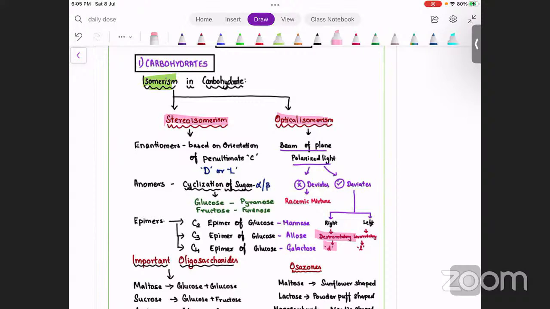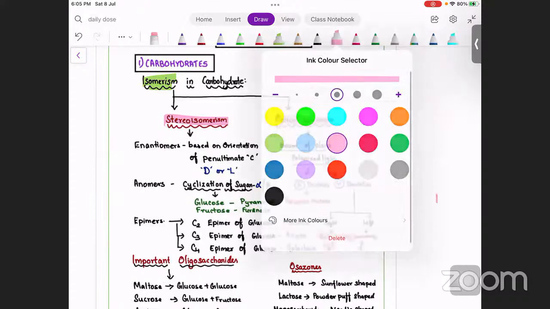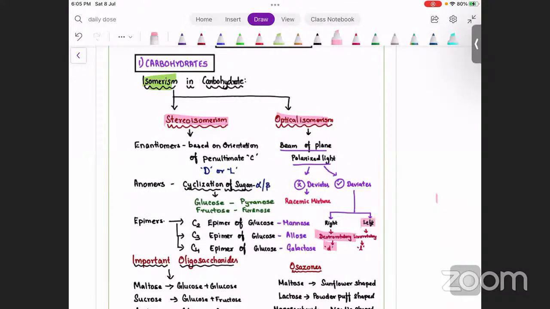Okay. Now, what if the plane polarized light does not deviate at all? Then that sugar solution contains equal amounts of D and L sugar, which is your racemic mixture.